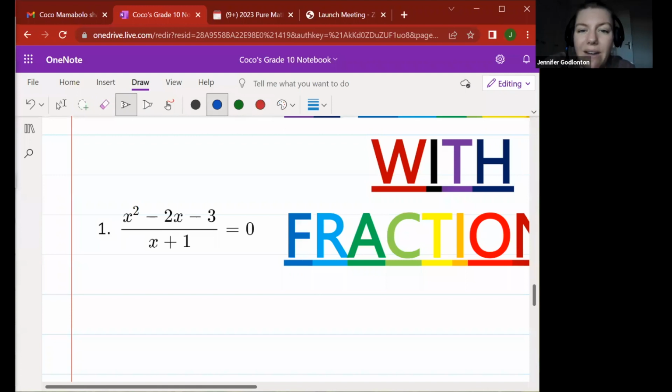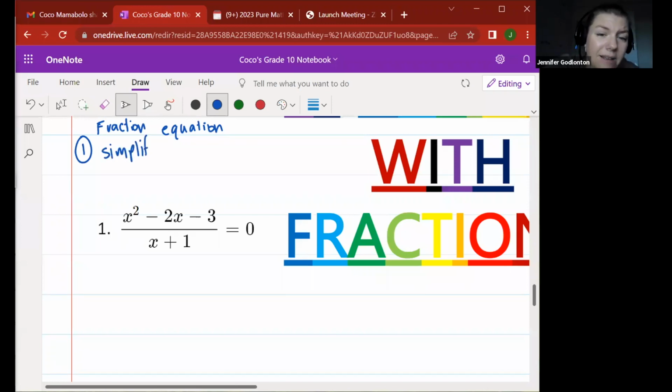Okay, so when we have a fraction equation, let me just write this. Fraction equation. Our first goal is if we can simplify, and generally what I mean by simplifying is we're going to have to factorize at some point. And if we can't, we're going to want to get a common denominator.